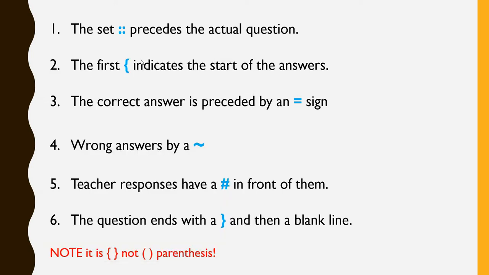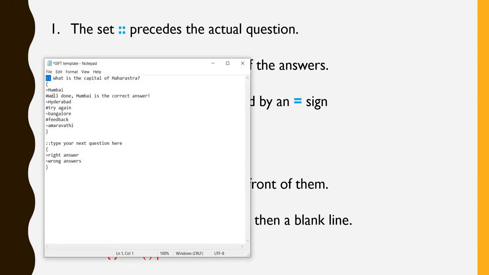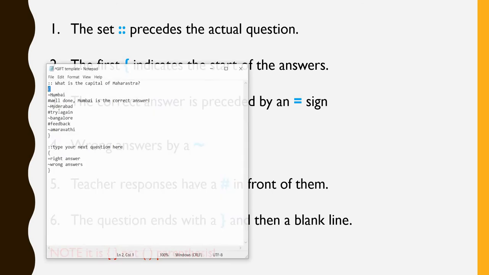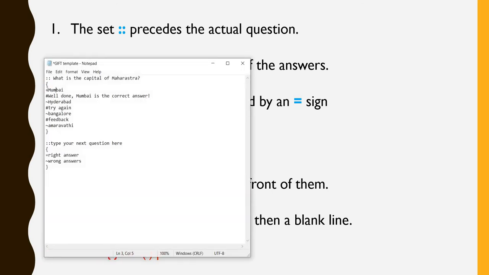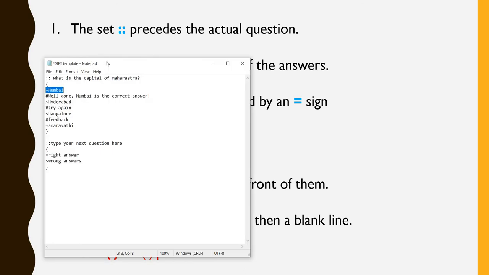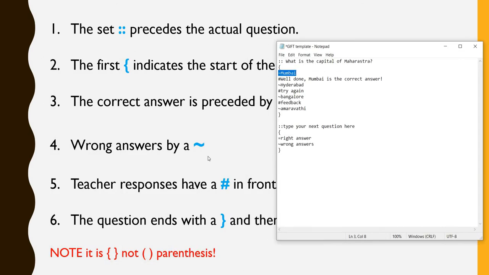Step 2. The first flower bracket indicates the start of answers. Yes, the same as what we have done here. This indicates that options are beginning, answers are beginning. The correct answer is preceded by an equal to sign. Yes, Mumbai is the right answer and I have given it equals. And the wrong answer by a tilde, this wave sign. So wrong answer should take this wave symbol.